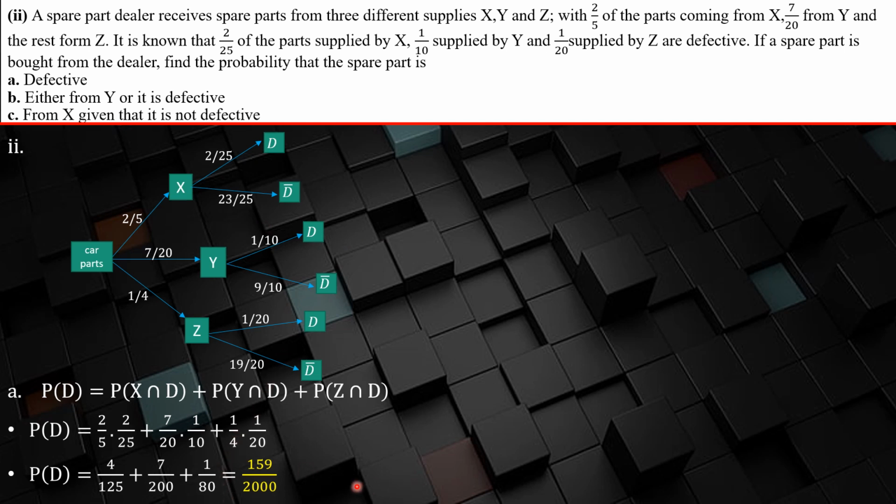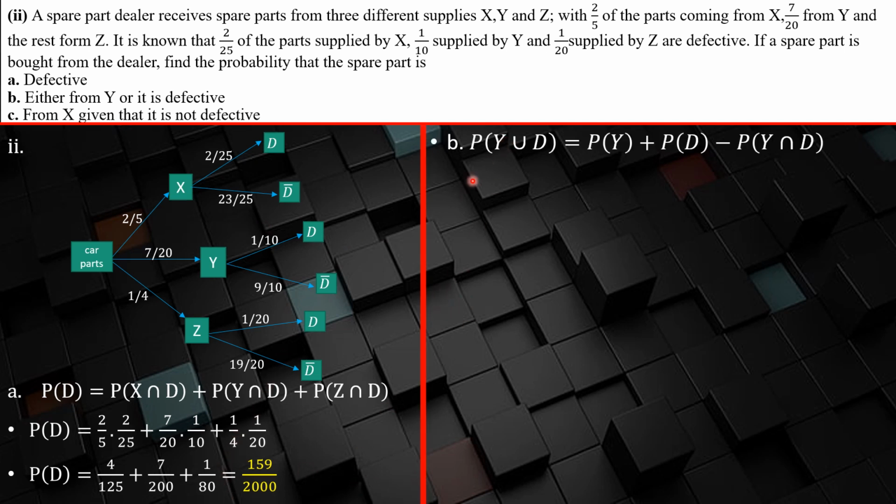Okay, good. So we can go over and then now talk about the probability of either from Y or it is defective. Okay, so we're just going to use the normal probability statement for defining either or cases, which is basically a case of union, right? So probability of getting a car part from Y or just getting a general defective car part minus the probability of getting a car part that is defective and is from Y. That's really what this is.